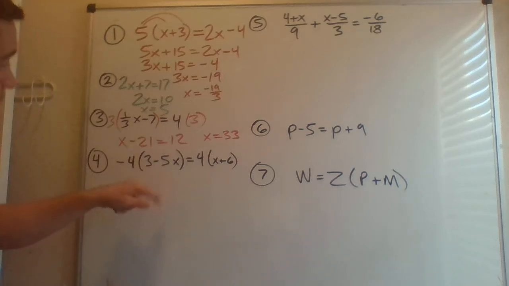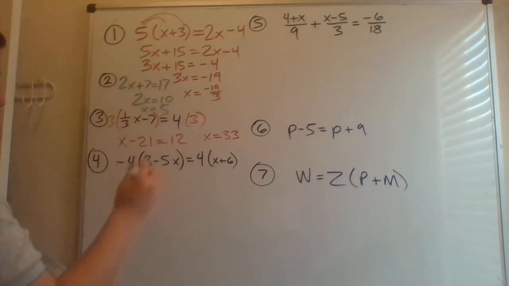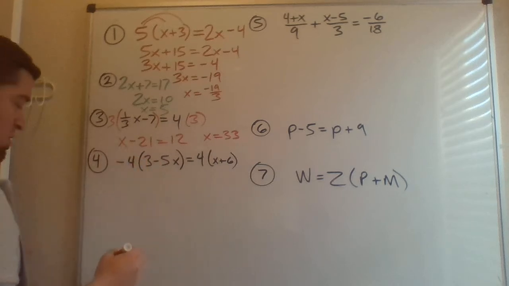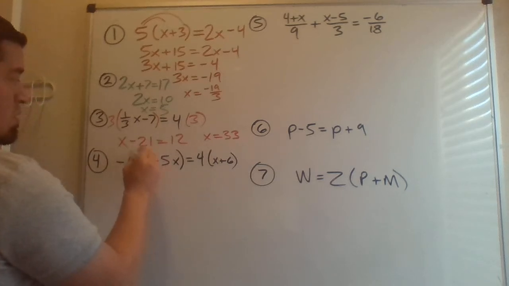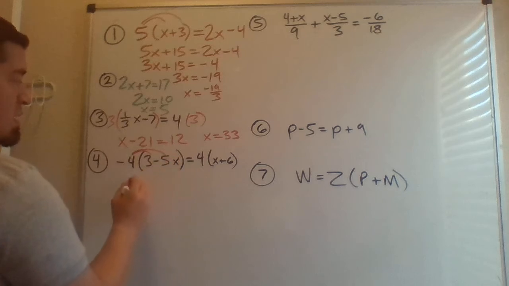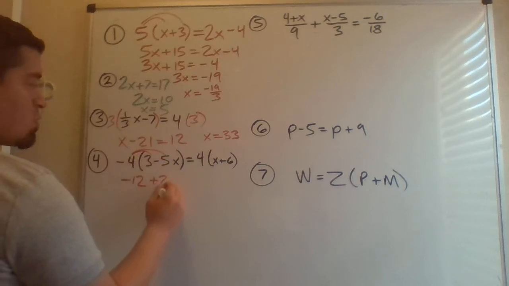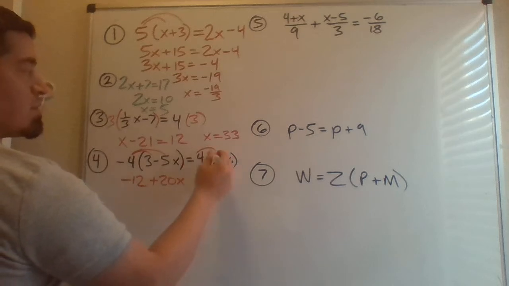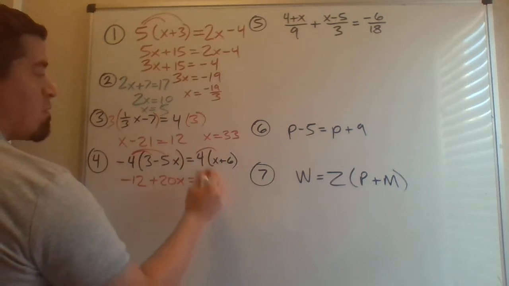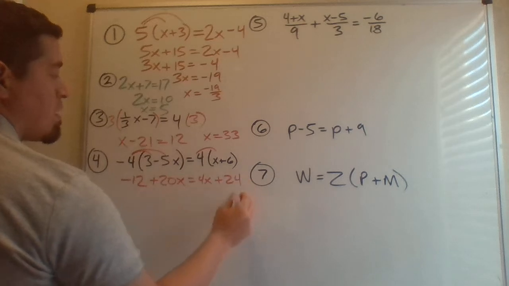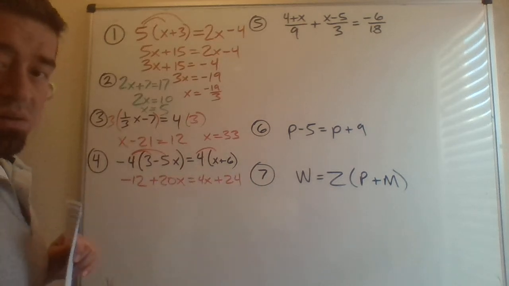So this one we kind of encountered a little bit up here, but this time you just distribute twice. So let's get to it. Negative 4 times both of these. Negative 4 times 3 is negative 12. Negative 4 times negative 5x is positive 20x. 4 times x is 4x. 4 times 6 is 24. And we're going to solve again.